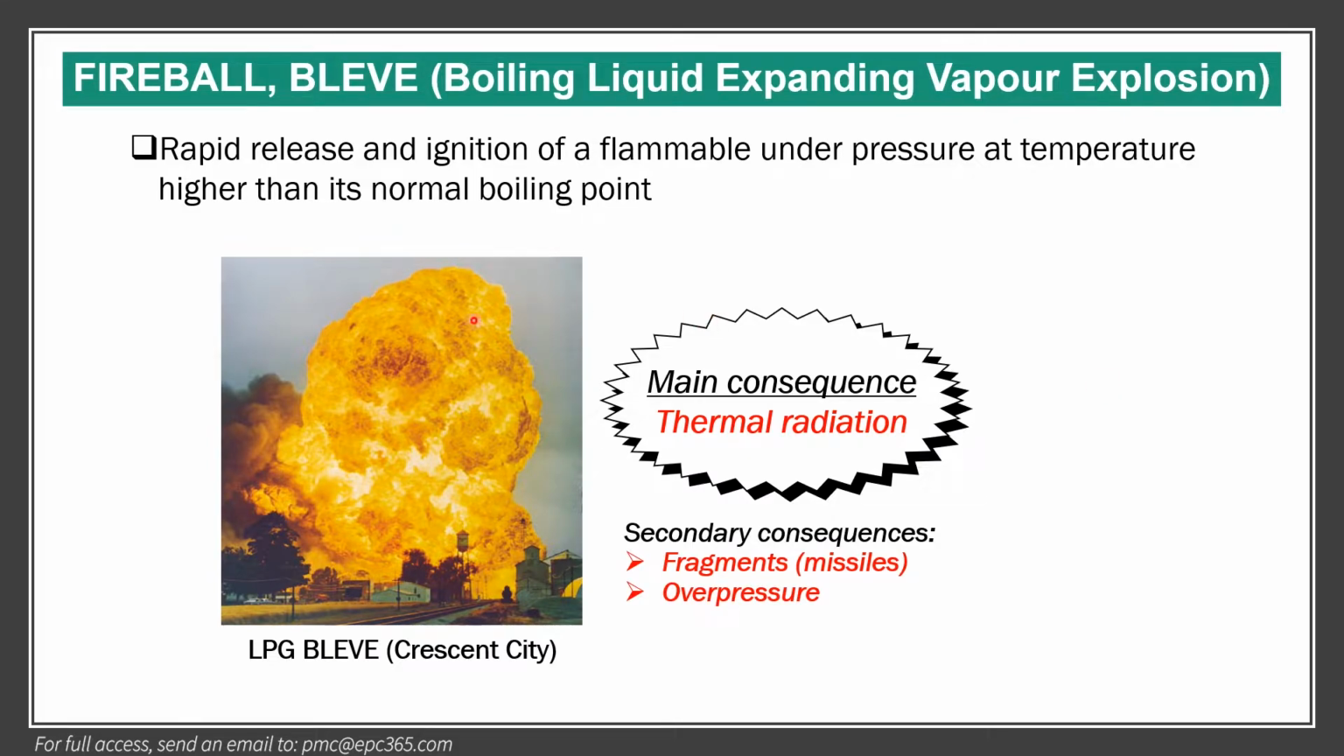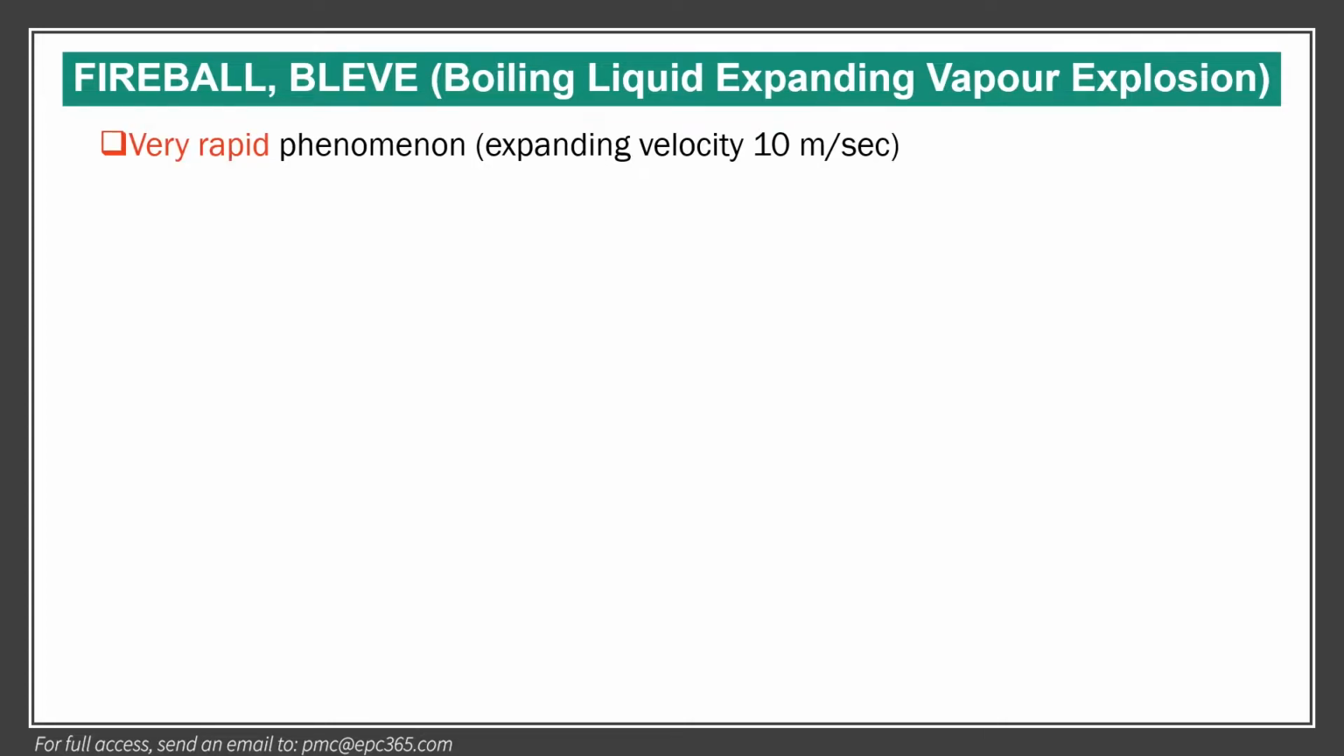You can also do the fireball and BLEVE, boiling liquid expanding vapor explosion, which is a rapid release and ignition of flammable under pressure at temperature higher than its normal boiling point. And the main consequence is thermal radiation, and you have a secondary one, a flammable missile overpressure, and BLEVE. And with Xplo CFD, we will show you how you can see the overpressure for secondary consequences.